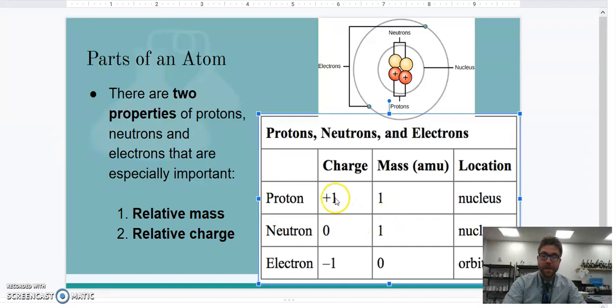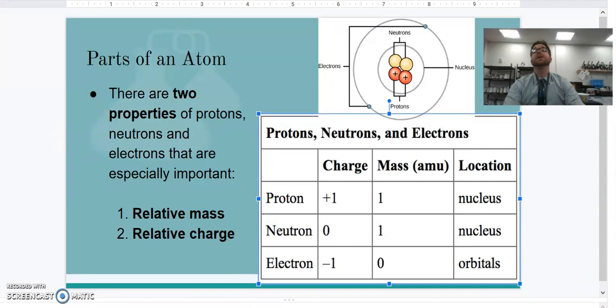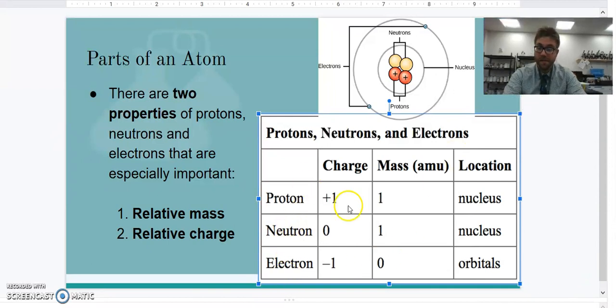We can see that a proton is positive. It's got a mass of 1, and we find it in the nucleus. The nucleus is the center of the atom. A neutron has a 0 charge. It's not positive or negative. It also has a mass of 1, just like the proton. And like the proton, we can find the neutron in the center, like you see in this picture. The neutron and the proton are in the center. The center is called the nucleus.